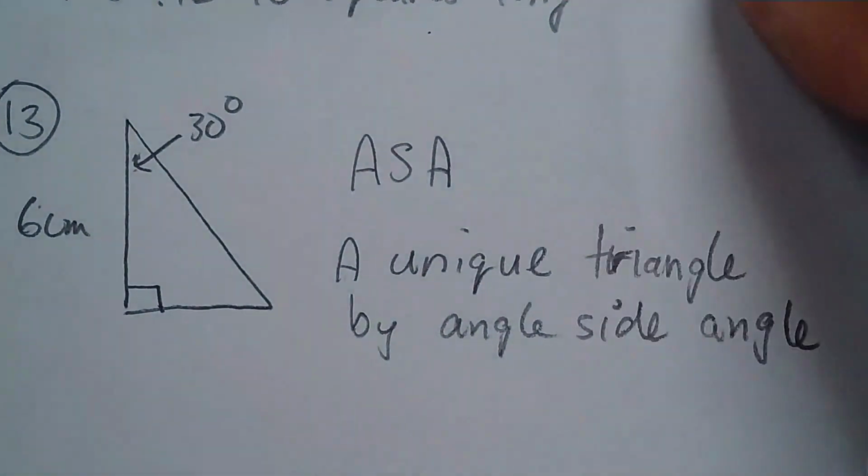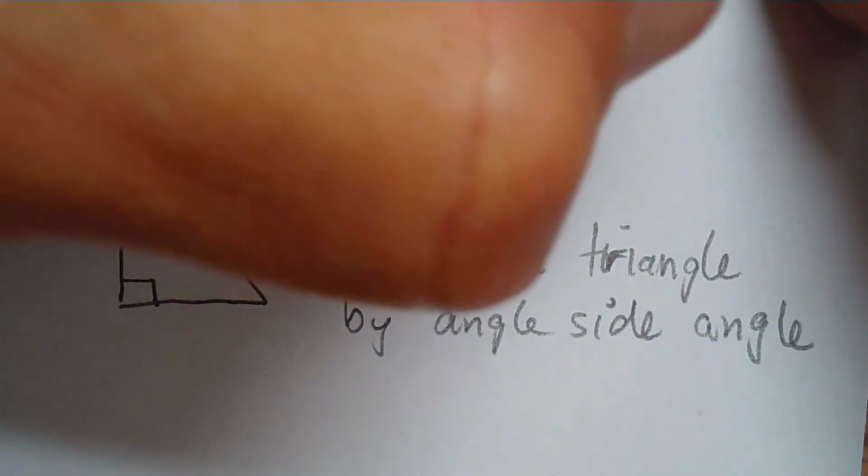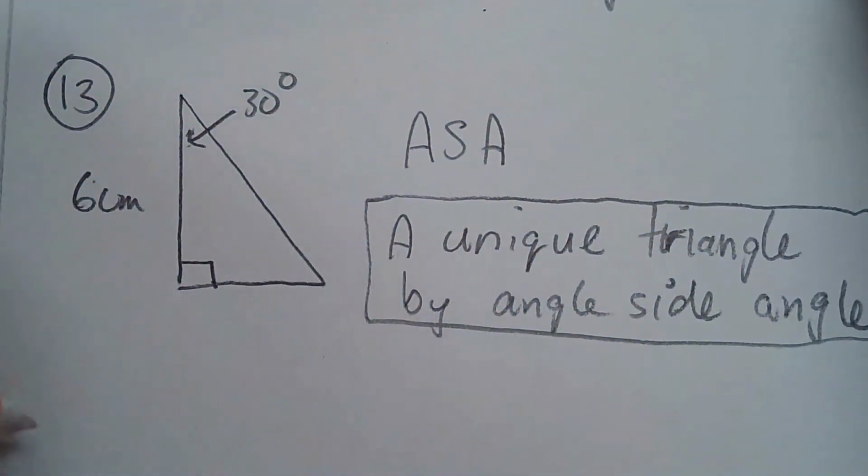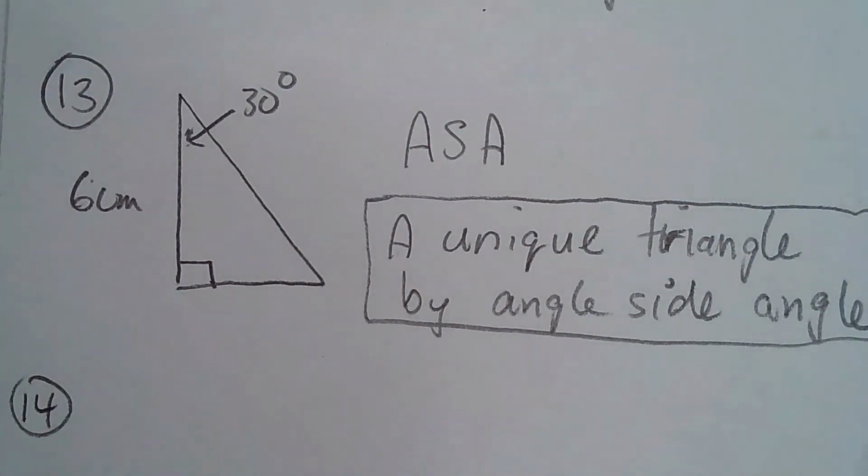So this is a unique triangle, by angle, side, angle. You'll learn a lot about that in the geometry class in a couple of years. Okay, that's number 13. And moving on to number 14.